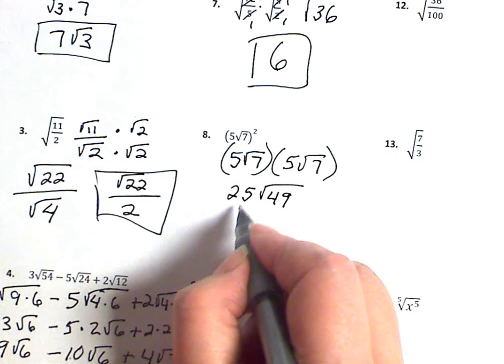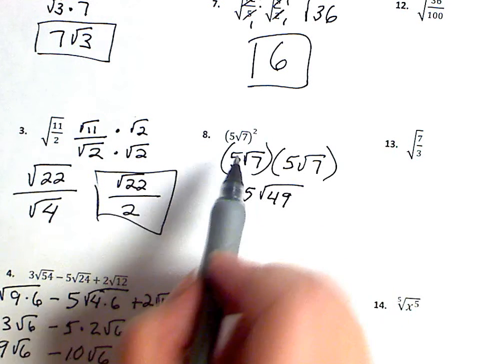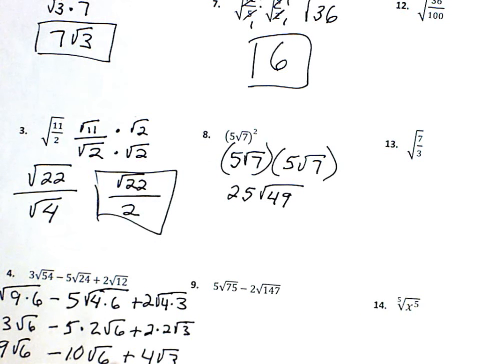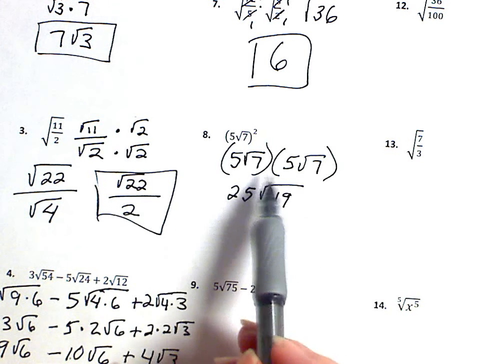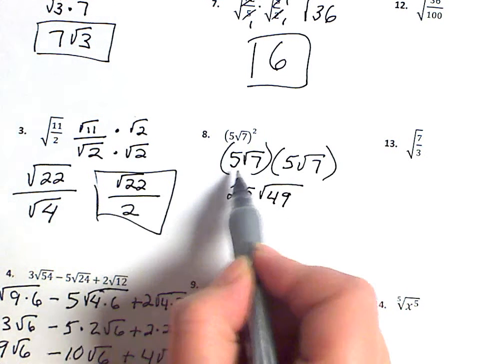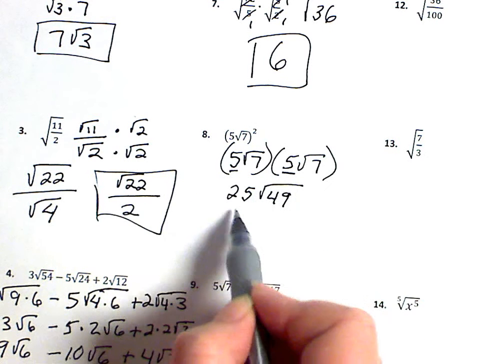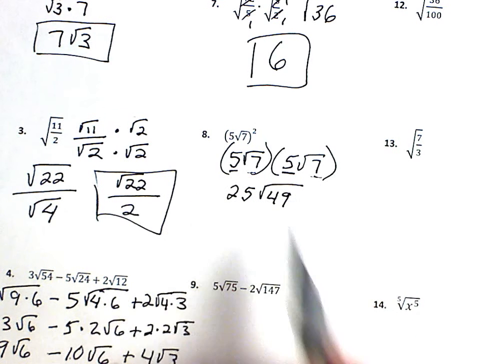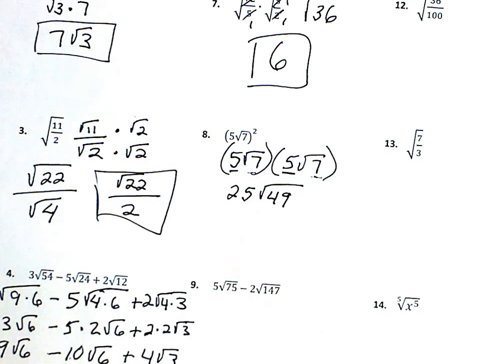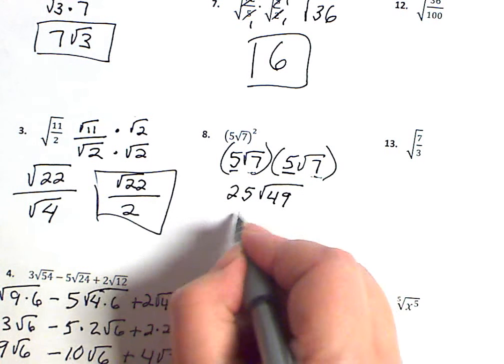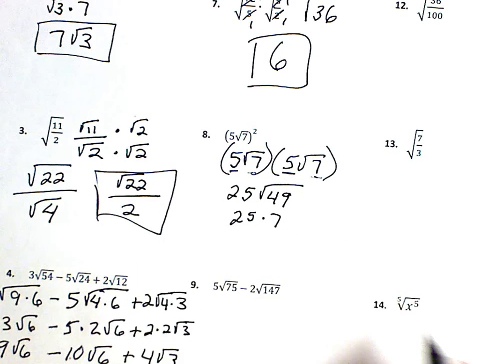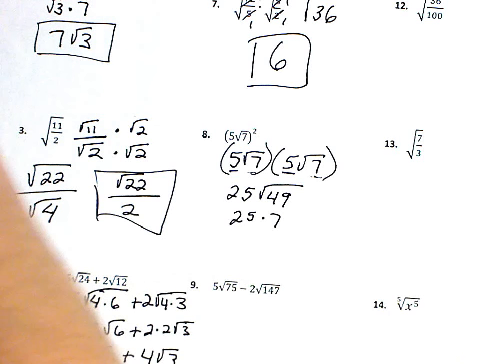Almost. It's not just completely distributive. Remember how if you had 2 times 3 times 7, you could multiply the first 2 first or the last 2. It doesn't matter, right? So what happens is there's no addition or subtraction. So what you're doing is you multiply this times this, and this times this, because they're like terms. But what is the square root of 49? 7. So you have 25 times 7. So 175.